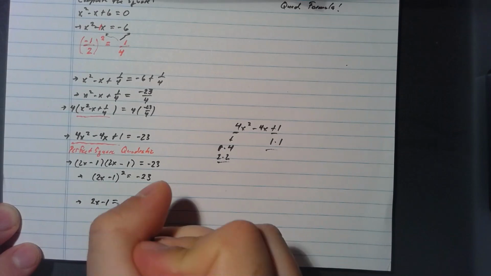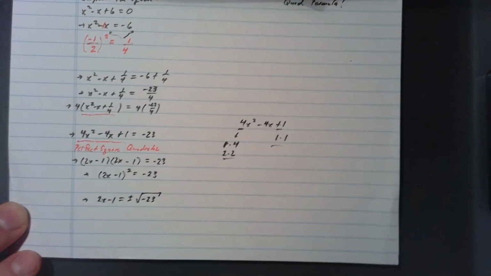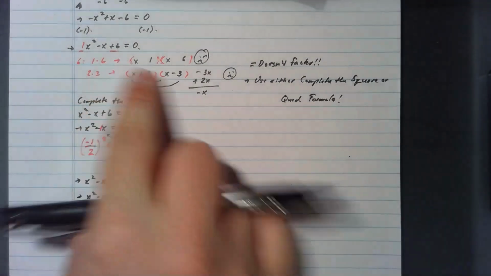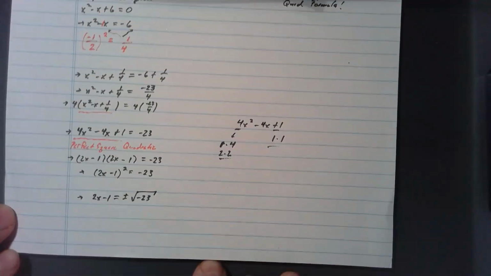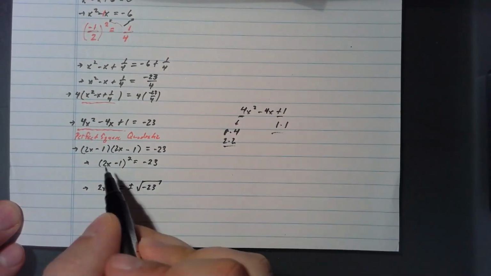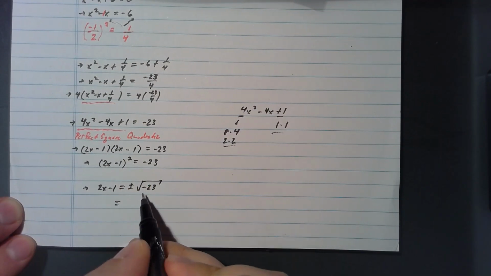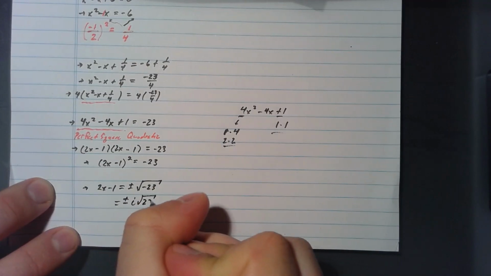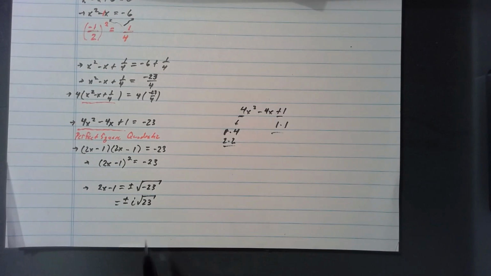So you're going to get plus or minus the square root of negative 23. Now I said earlier that since the original quadratic didn't factor, I know that I'm going to have complex numbers. So I can factor an i out of here. I'm going to get plus or minus i square root of 23. 23 doesn't reduce because that's a prime number. So the right side becomes this.